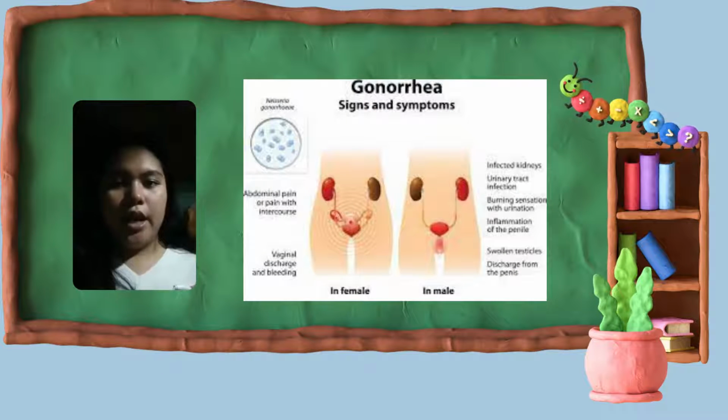Let's proceed to gonorrhea. It is the second most common sexually transmitted infection worldwide. It occurs only in humans and has no animal reservoir. Females are often asymptomatic carriers of the infection. The risk after a single exposure is higher in females, which is 50%, while in males it is 20%.